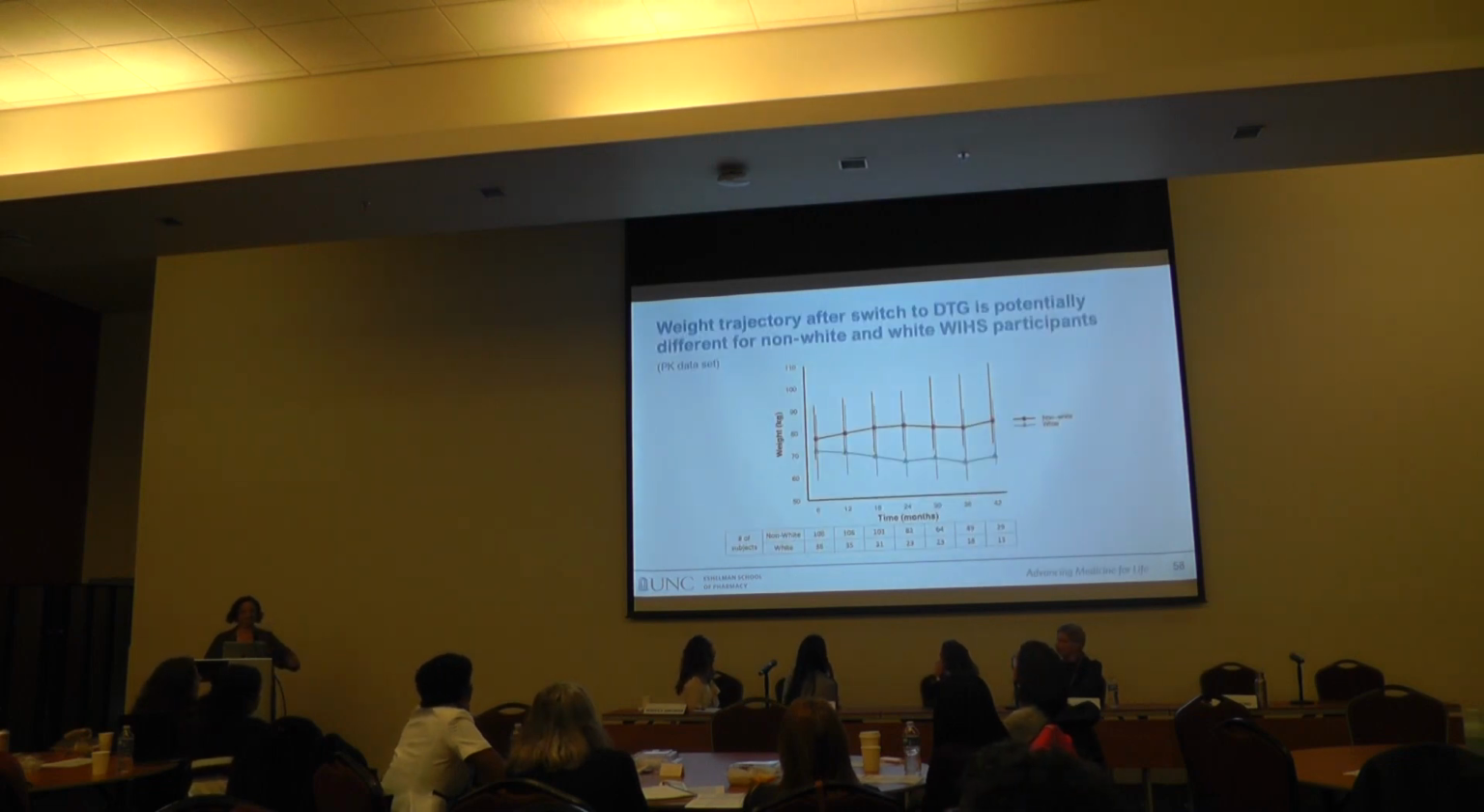This is unadjusted data in only the PK data set. Not every participant that we selected has samples available, so this is a little bit smaller than the numbers I just showed, but we are seeing some potential differences in the weight trajectory between non-white patients who are in the red and white patients who are in the blue.